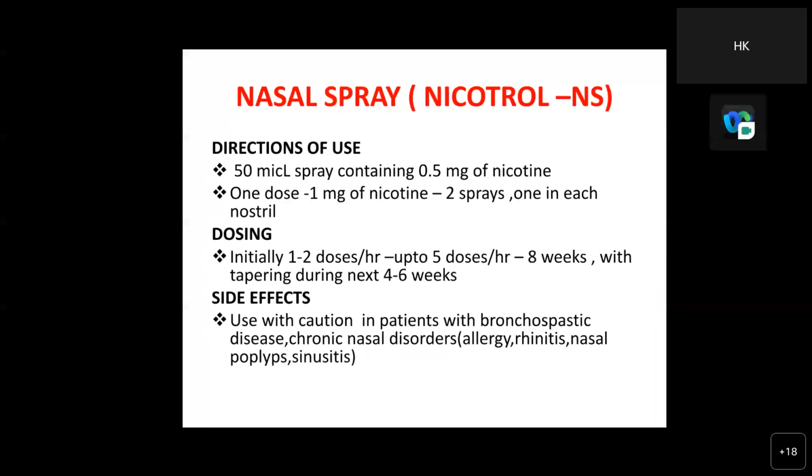And next one is nasal spray. Direction of use: a 50 microliter spray is available, which contains 0.5 milligram of nicotine. One dose is 1 milligram of nicotine, 2 sprays, one in each nostril. Dosing is initially 2 doses per hour, up to 5 doses per hour for 8 weeks, with tapering during the next 4 to 6 weeks. Nasal spray is used with caution in patients with previous allergic nasal disorders or bronchospastic diseases.